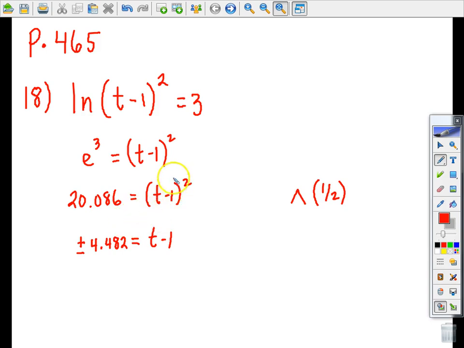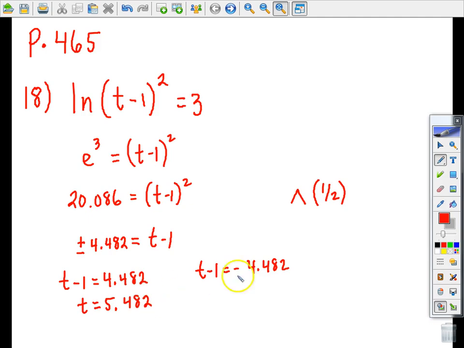All right, so I did the square root of both sides, got my plus minus, and now I'm going to solve for t. And basically, you're solving for t with two equations. You're going to let t minus 1 equal positive 4.482. And then you're going to let t minus 1 equal negative 4.482. Okay, so on one hand, I add 1 and I get t is 5.482. And over here, if I add 1, I get negative 3.482.